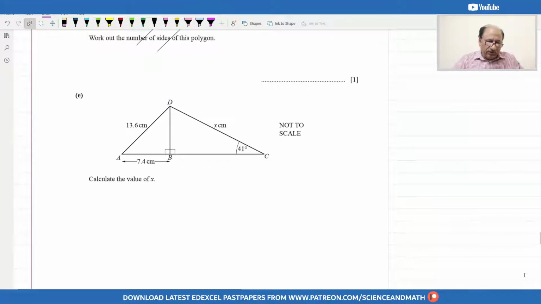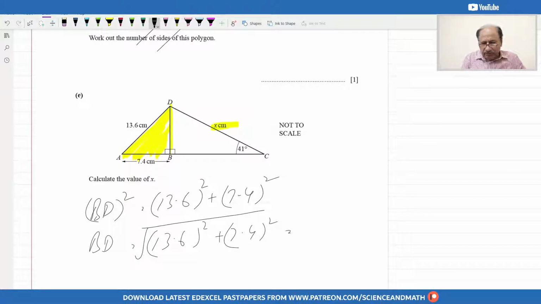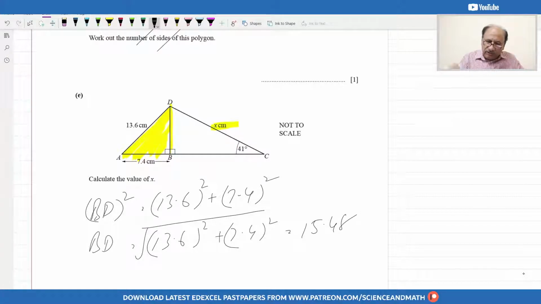And this is the question: calculate x. We need to find this x value, so a length is required. What we can do is find BD first, and BD will be found by Pythagoras theorem. We can consider this triangle first and find BD. So BD squared will be equal to 13.6 squared plus 7.4 squared. This is the Pythagoras theorem. So BD will be equal to the square root of 13.6 squared plus 7.4 squared, and this is equal to 15.48.